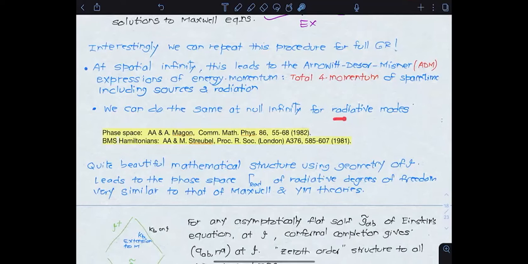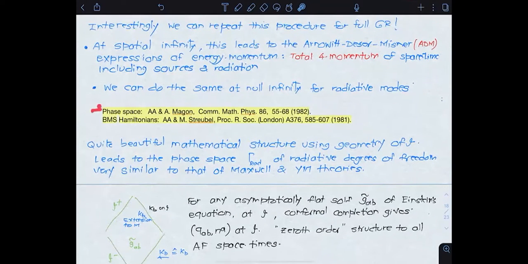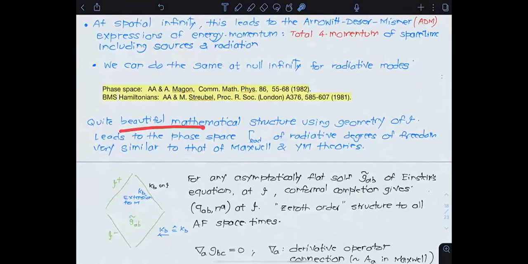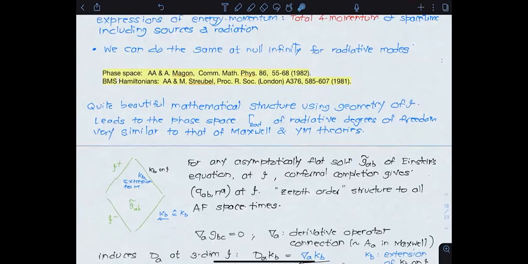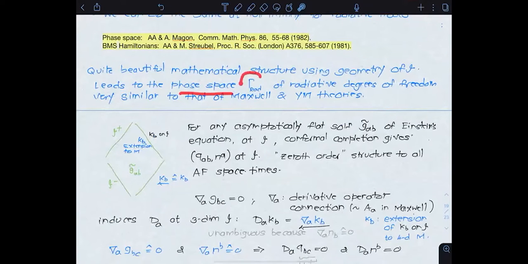So we can do the phase space of radiative modes at null infinity. The phase space was discussed in this paper, and the Hamiltonians were calculated in this particular paper. So we're not going to do the details. I just want to tell you what the basic ideas are and then what the results are. But I want to emphasize that this is really a very beautiful mathematical structure. If some of you are more mathematical physics oriented, then you will really enjoy this very beautiful interplay between geometry and physics. The phase space of radiative modes for general relativity is very similar to the phase space of radiative modes for Maxwell theory and for Yang-Mills theory. So this is now what I want to explain.